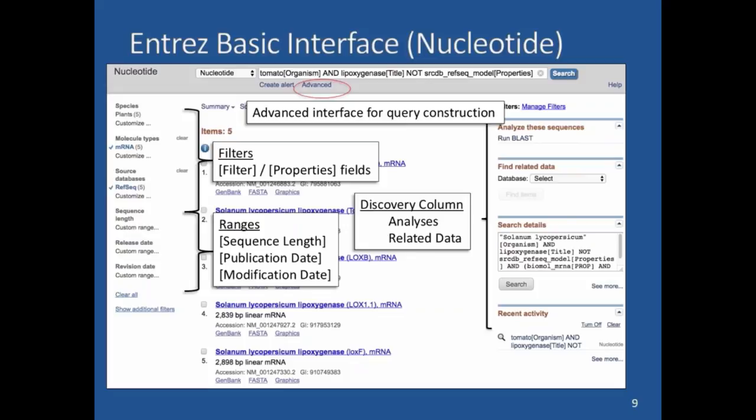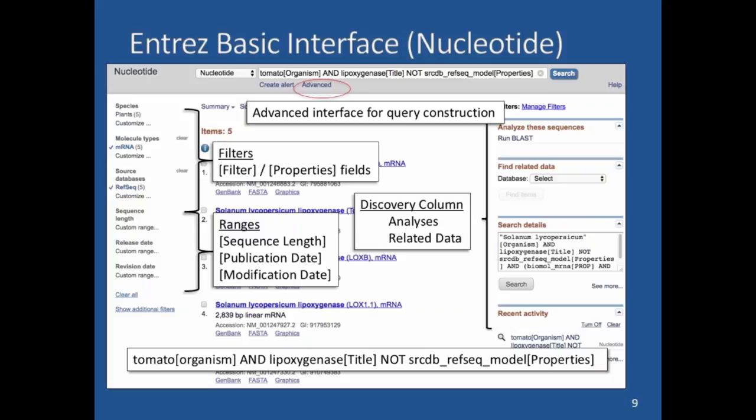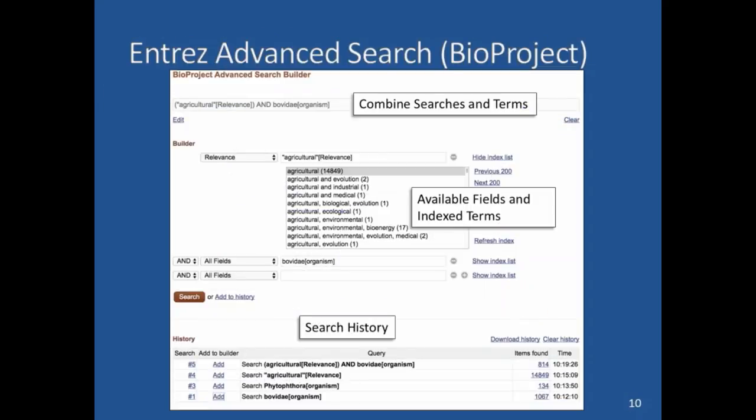For example, here you get sequence length, publication date, modification date. There's also a thing that we've called the discovery column, which is present on the search results and also present on the records that lets you get access to analyses and related data. So here's a complex Boolean query that you can construct using the next interface, which is the advanced interface.